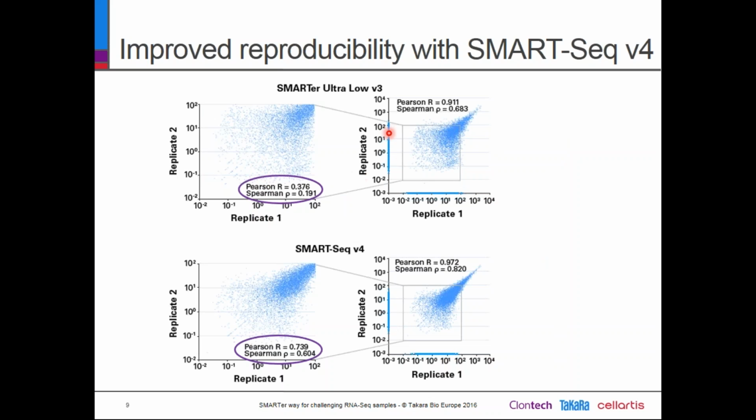But this is more obvious when we analyze the low expressed transcripts. So shown here in this zoom on the left, you can see that the dispersion is much higher with the previous version, and this is reflected in this low coefficients of correlation, while with SmartSeq V4 we are getting much more reproducibility.